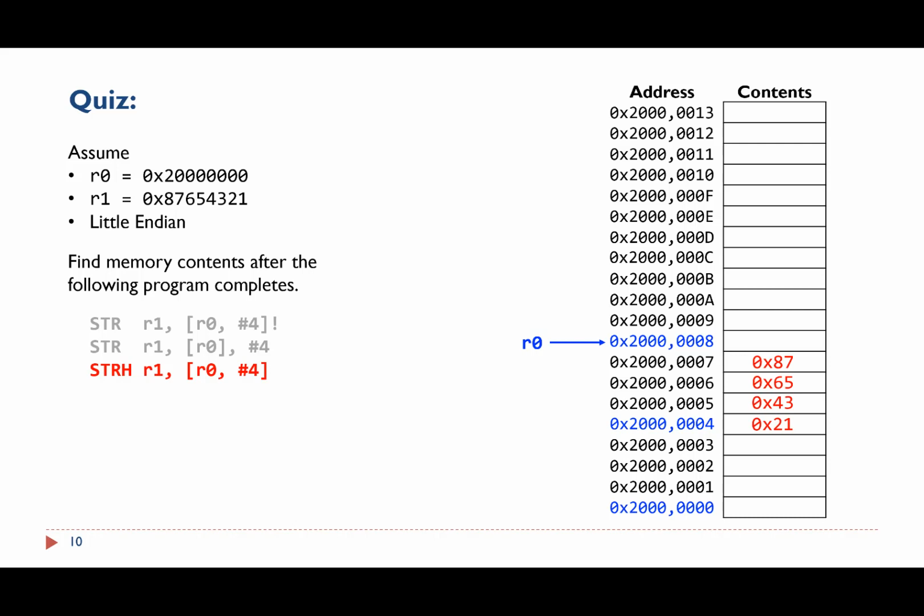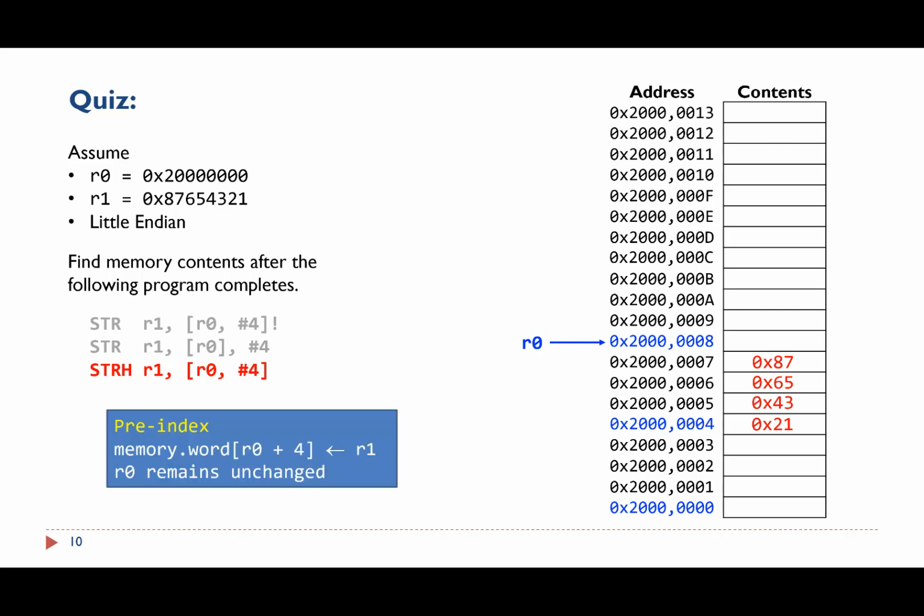The last instruction uses pre-index. Note that this is strh, not str. It stores a half word, that's the lower 16 bits of register R1 to the target memory location. The target address is the base register plus 4. This instruction does not modify the base register R0.